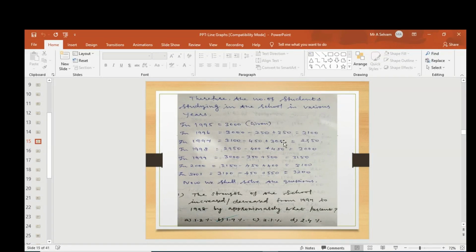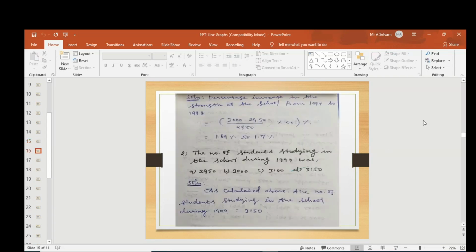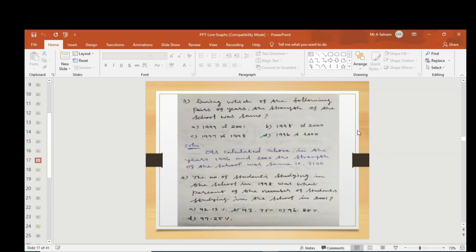1996: how many students did they maintain in that academic year? 3100. Likewise, in 2000, 3100. These two years are the same, right? Option D is the answer, 1996 and 2000. In the years 1996 and 2000, the strength of the school was the same, that is 3100.